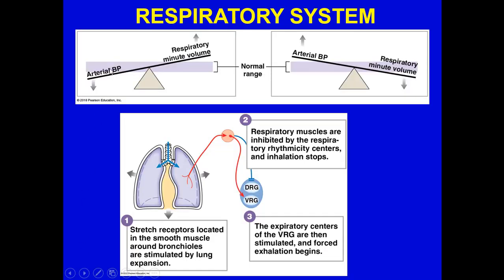Keep in mind, arterial blood pressure and respiratory minute volume, there's a certain fixed rate that allows for stability of function. Keep in mind that you have stretch receptors that play a role in feeding information about the function and the status of respiratory muscles, and these can be inhibited by the respiratory rhythmicity centers, and inhalation can stop. This is where we talk about DRG and VRG.